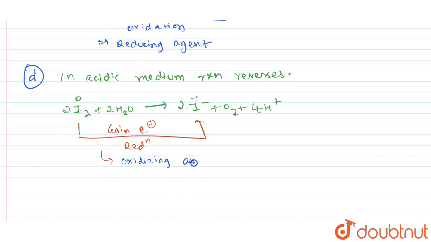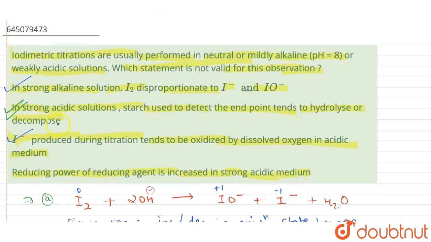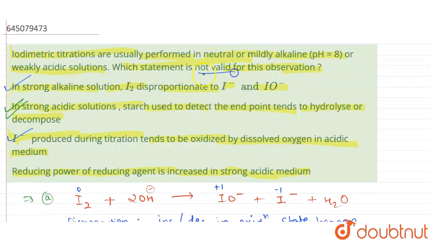Since it is acting as an oxidizing agent, that means the oxidizing power is more, not the reducing power. So we can say that reducing power is less. Therefore, that statement becomes our incorrect statement. In the question, it is asked which of them is not valid for this observation. So the first three are valid, but the last one is not valid. So option D will be our correct answer for this question. The rest will be incorrect, so we can mark them cancel. Okay, so option D will be our only correct answer.